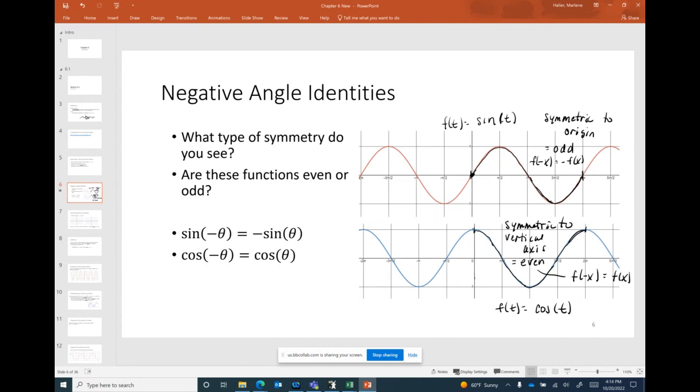So these identities are on your formula sheet already. I just thought it was kind of interesting. There isn't really even a proof for those. If we just look at them for what they are, we can see why those identities are true.